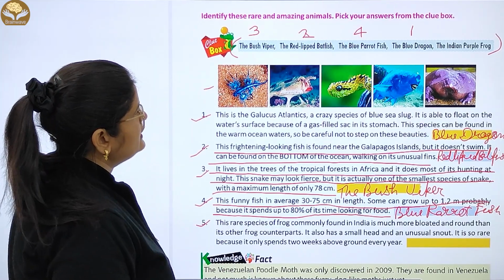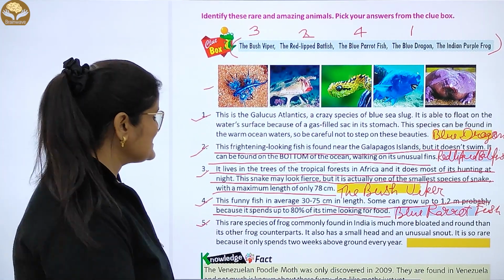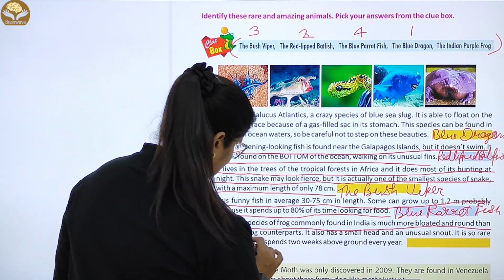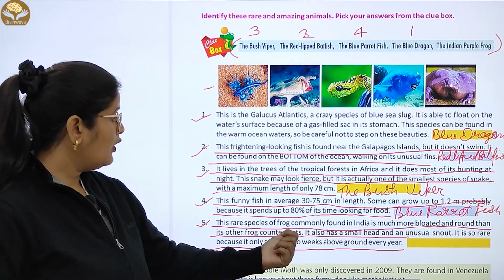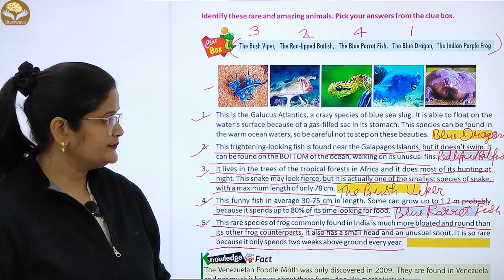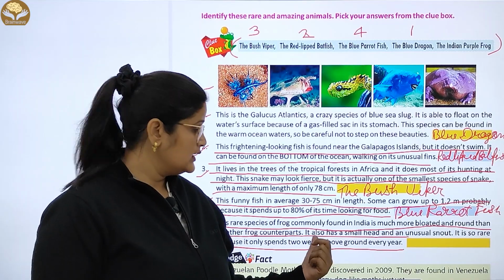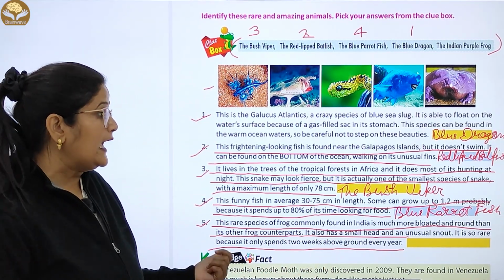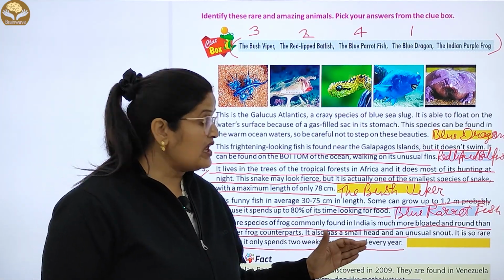Number 5, last, very interesting picture. This rare species of frog commonly found in India is much more bloated and round than its other frog counterparts. It also has a small head and an unusual snout. It is so rare because it only spends 2 weeks above ground every year.